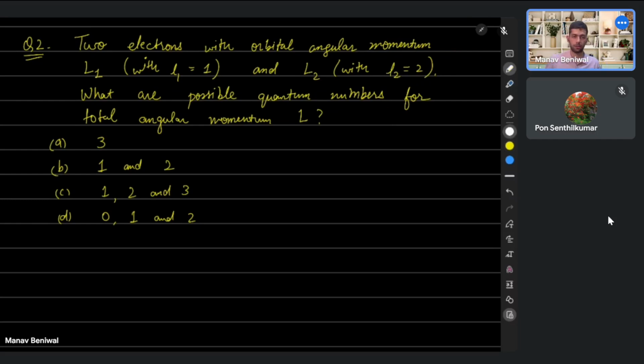Okay, so this one is not as trivial as the last one, right? Here you have two electrons, and we are given that the angular momentum of the first electron is L1, and the quantum number is given to be 1. Similarly, for the second electron, the angular momentum is L2 and the quantum number is given to be 2.